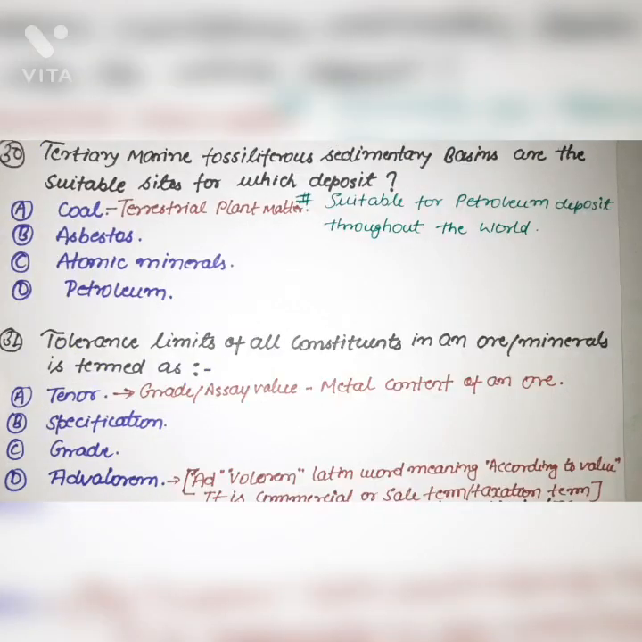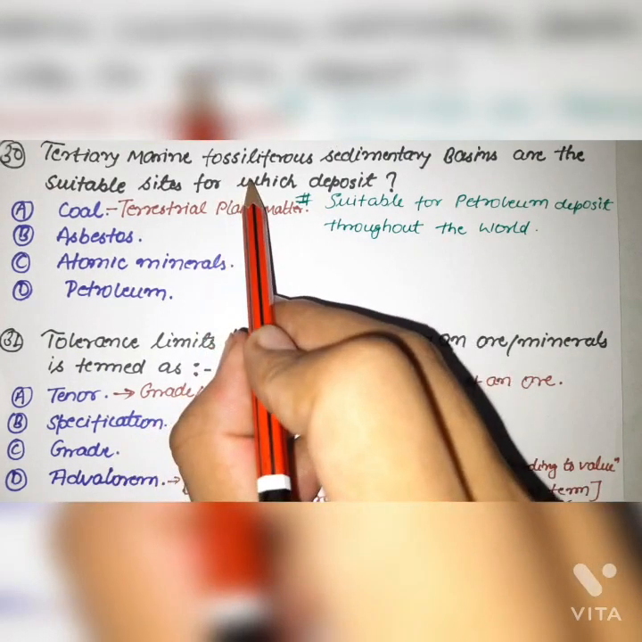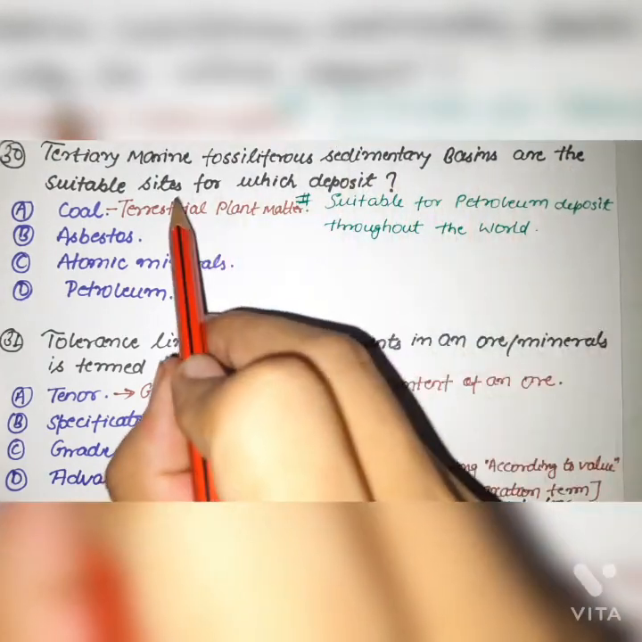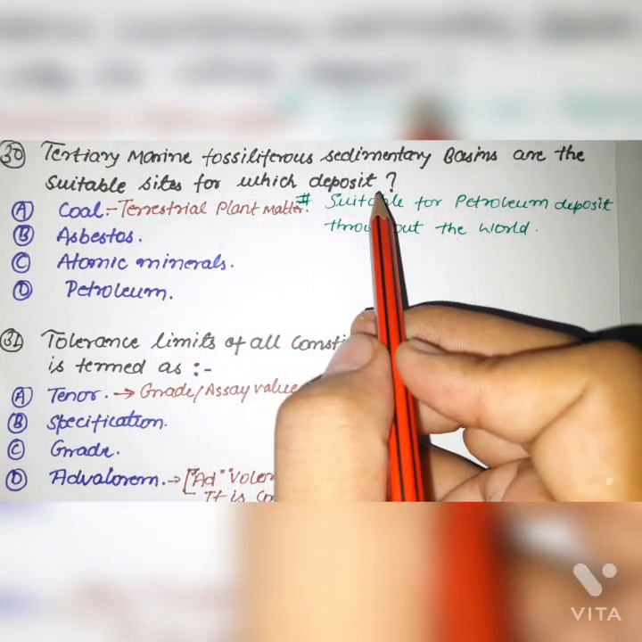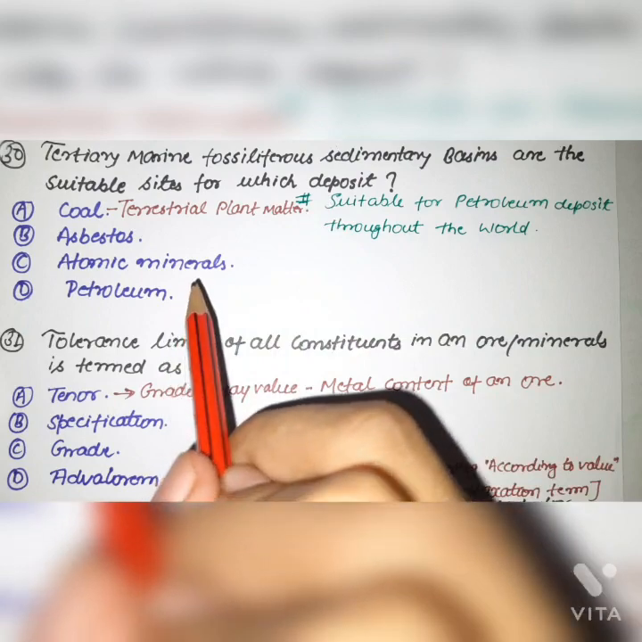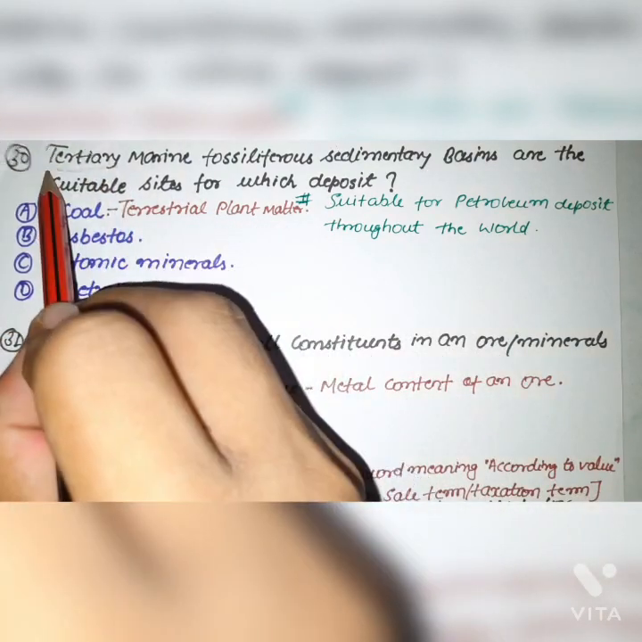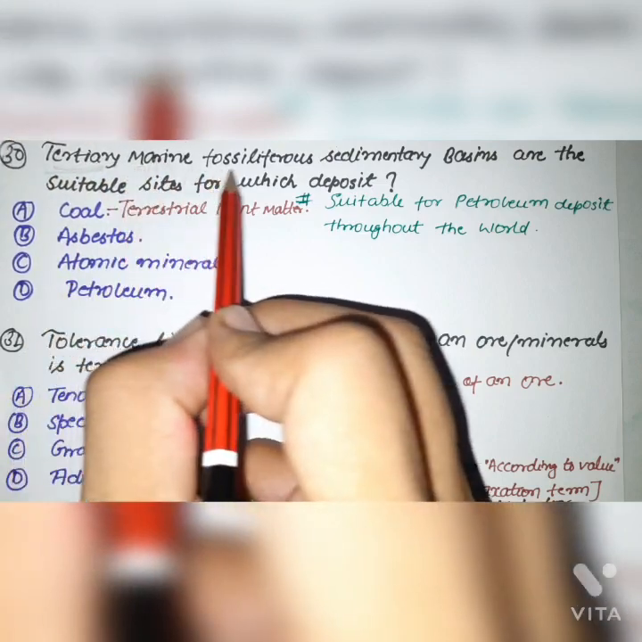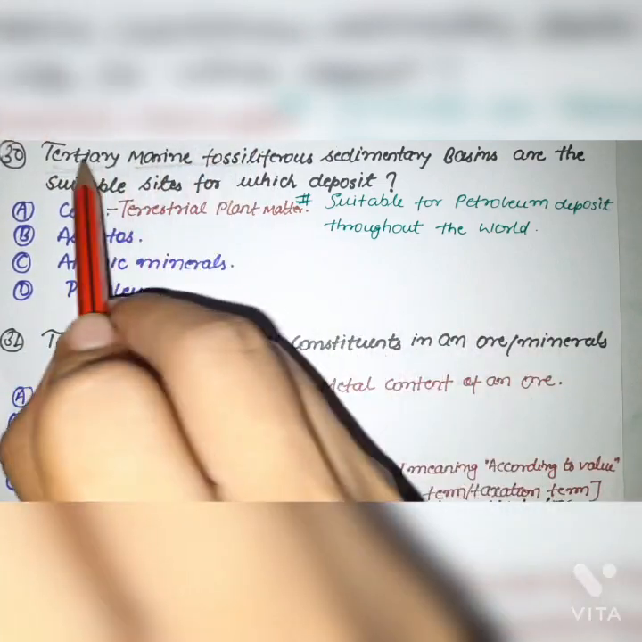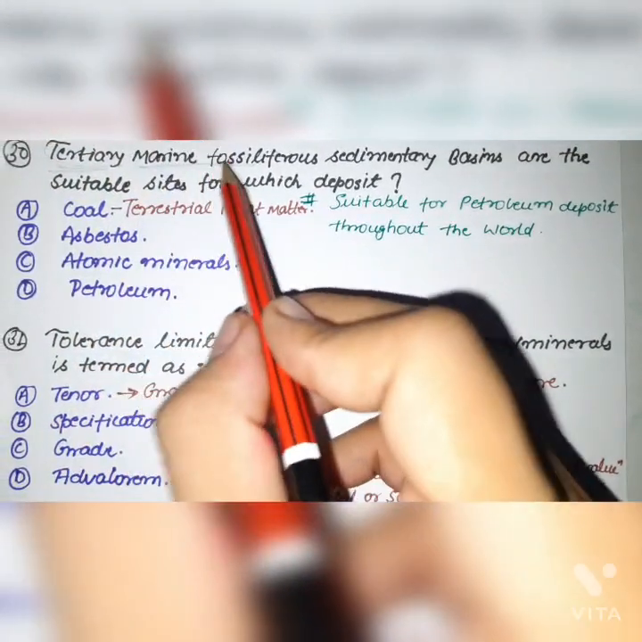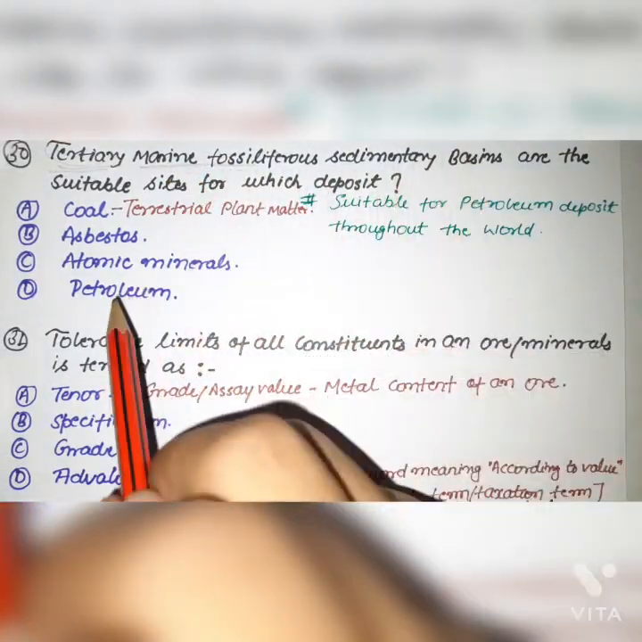Next question says, tertiary marine fossiliferous sedimentary basins are the suitable sites for which deposit? First of all, two things you should notice in this question. First, the question is asking about tertiary sedimentary basin, and second, it is a marine fossiliferous sedimentary basin.